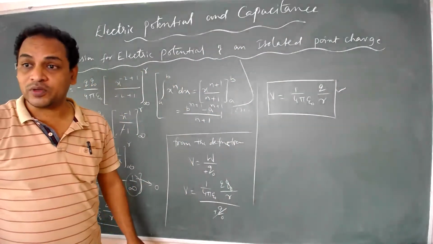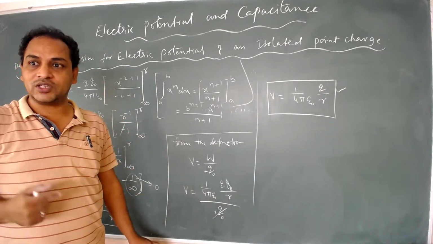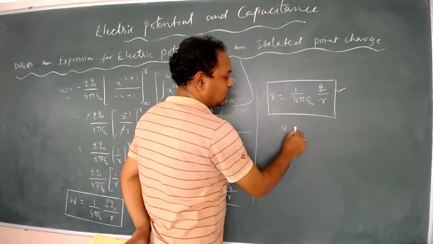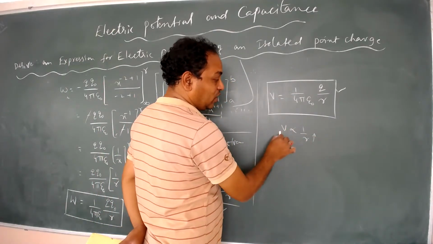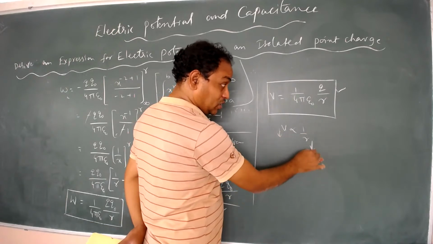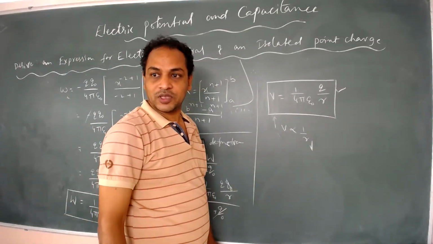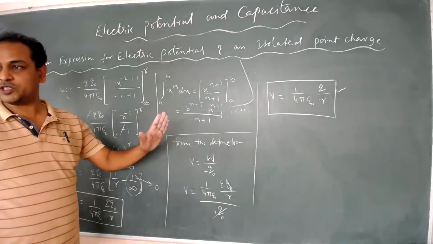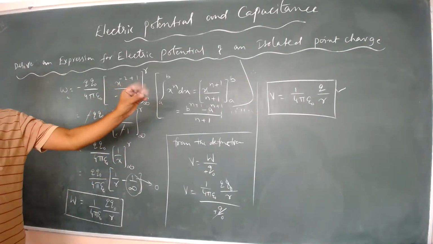As I told you previously, if you move towards the charge, the potential increases. Here we can say V is inversely proportional to r. So as r increases, V decreases. If r is decreasing, then V will be increasing. This is how we can see it. Next, this is the expression for the electric potential at a point due to a charge Q.